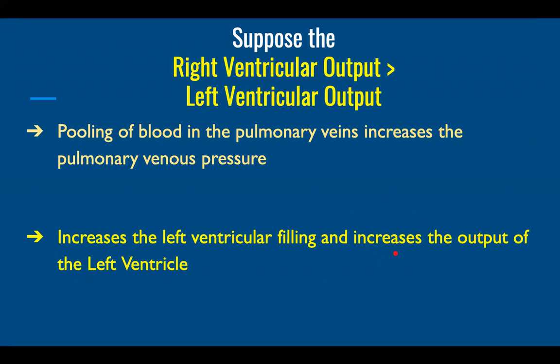On the contrary, this pooling of blood in the pulmonary veins increases the pulmonary venous pressure, and that increases the amount of blood in the left ventricle at the end of diastole, and that increases the left ventricular output. So the output of both the right and the left ventricle is then balanced.